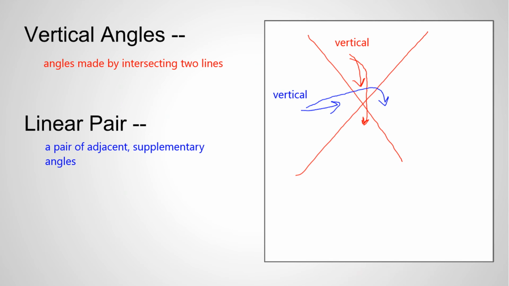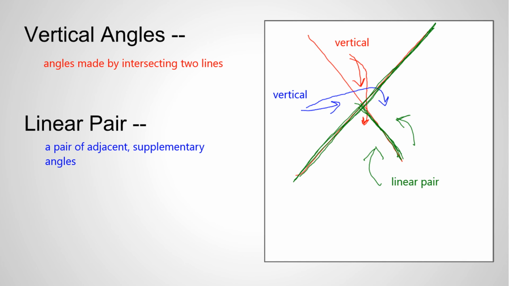And the last thing is the linear pair. A linear pair is a pair of adjacent and supplementary angles. So basically, in plain English, what that means is we're going to have a pair of angles that are right next to each other. So they share a line, and together they're going to make a full line. So just like this example here, these two together make one full line. They're supplementary, and they share one common side between them.